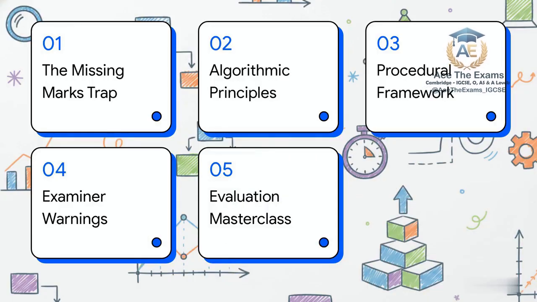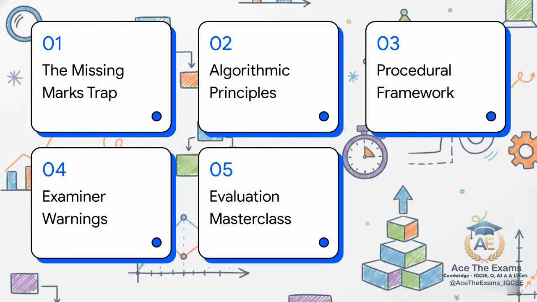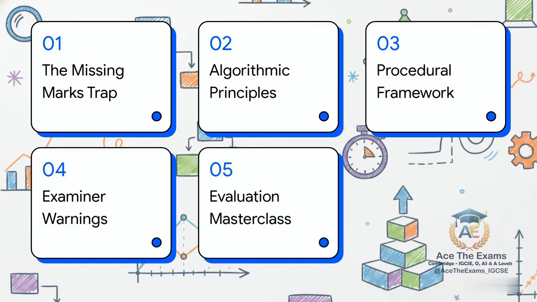So here's our agenda for today's masterclass. We're covering 1, the missing marks trap, 2, core algorithmic principles, 3, the procedural framework, 4, top 3 examiner warnings, and finally 5, the evaluation masterclass. Let's get straight into it.